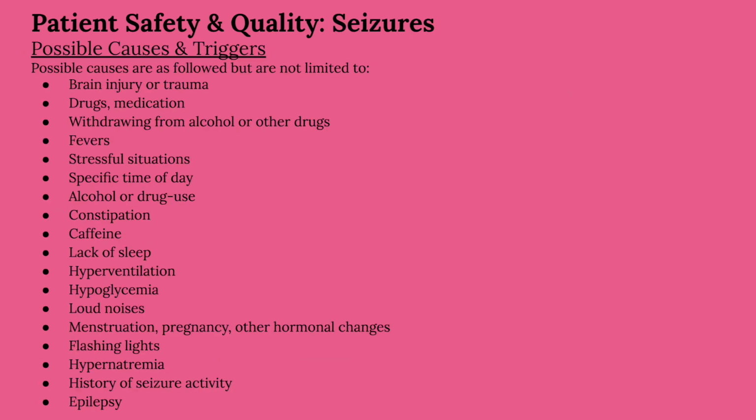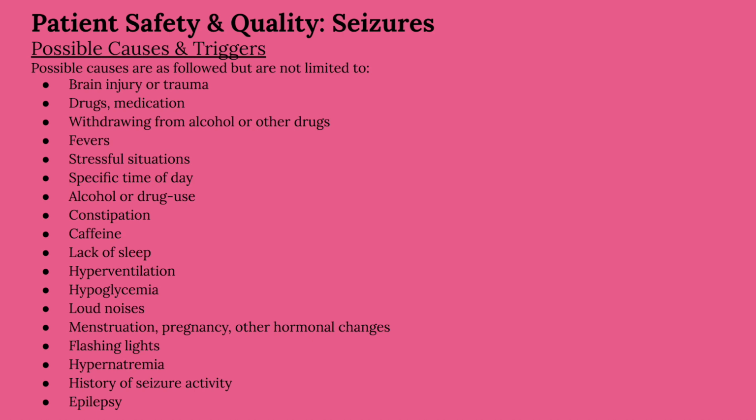Many factors can put patients at high risk for seizures, and here are just some of those possible causes and triggers. Having an injury or trauma to the brain, medication, withdrawing from alcohol or other drugs, having a fever, having a history of seizure activity also puts a patient at high risk, stressful situations, a specific time of day can trigger a seizure, alcohol consumption or drug use, constipation, caffeine, lack of sleep, hyperventilation, fatigue, low blood sugar, loud noises, being on your menstrual cycle, being pregnant, or anything else that can cause hormonal changes in women, flashing lights, or high sodium levels in the blood.